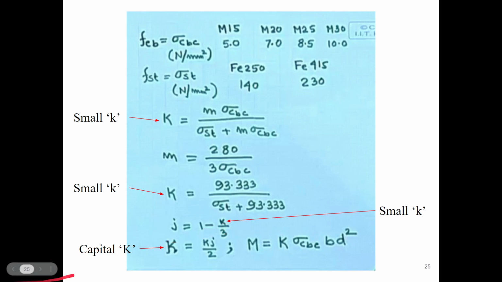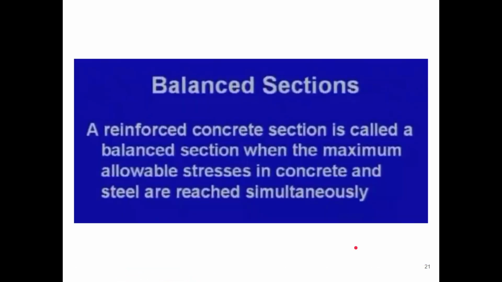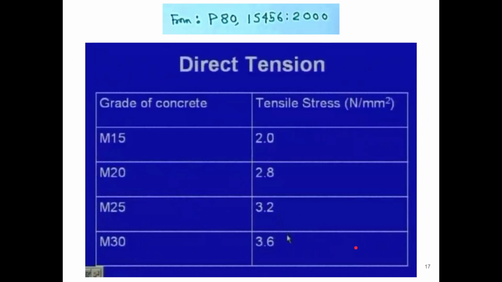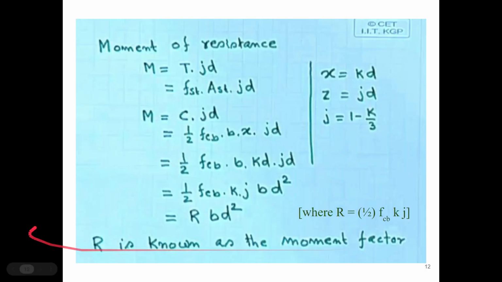Now if we assume a capital K, which is different from the small k, this K will be equal to kj by 2. If we assume this, we find M is equal to capital K sigma cbc bd square. We have seen the equation somewhere: M equal to half fcb kj into bd square. So if we take kj by 2 as capital K, we find M is equal to capital K fcb bd square.